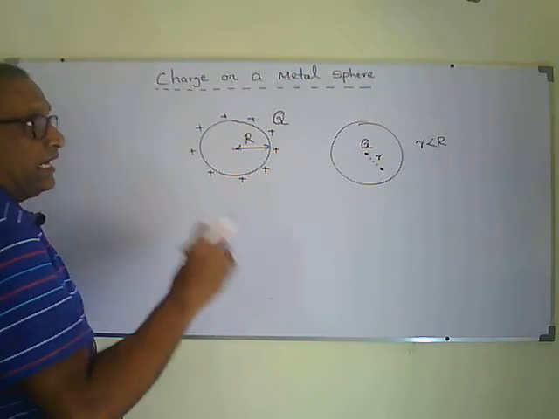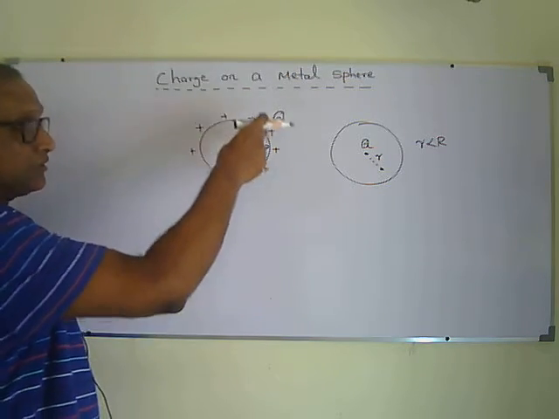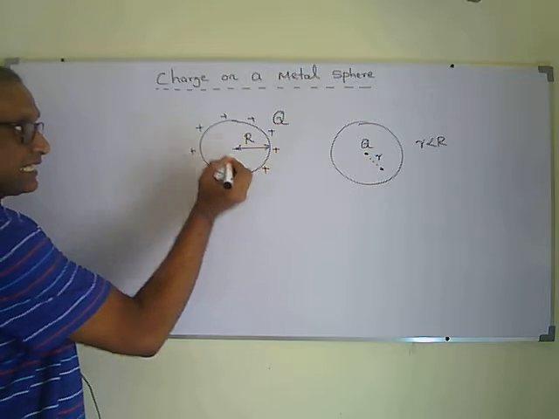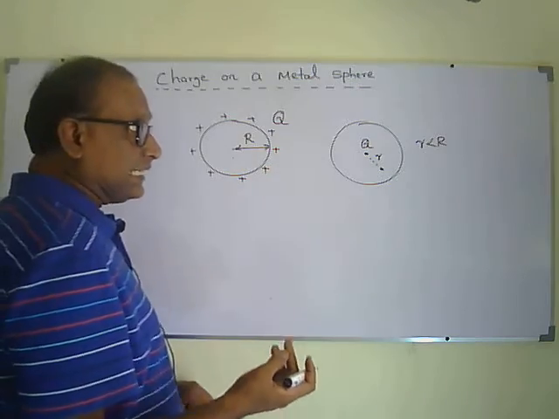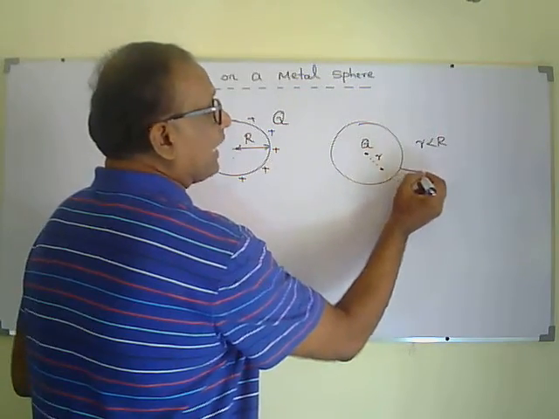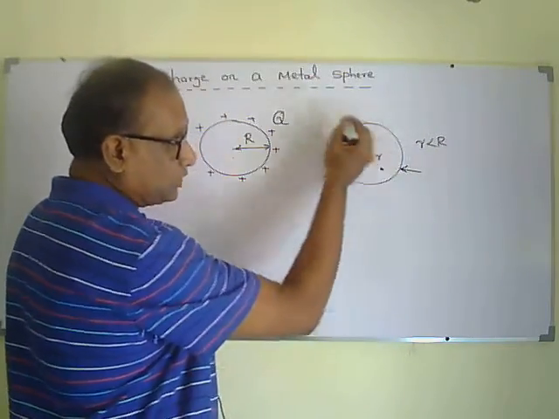Actually, when a metal sphere is charged, since the charges are distributed on the surface, the electric field strength inside the surface will be equal to 0. Inside a metal conductor, there won't be any electric field. Remember that. So inside the metal, the electric field strength will be equal to 0, right? So what will be the electric field strength on the surface?